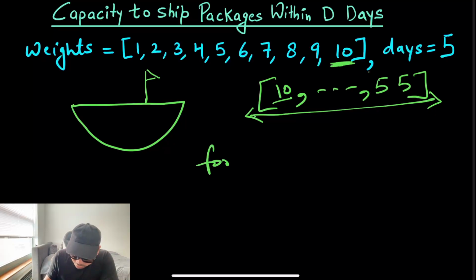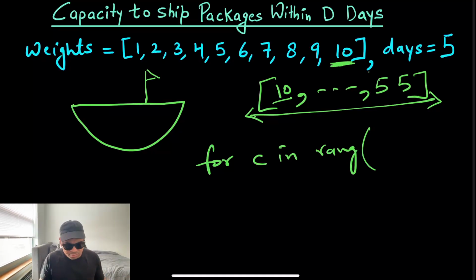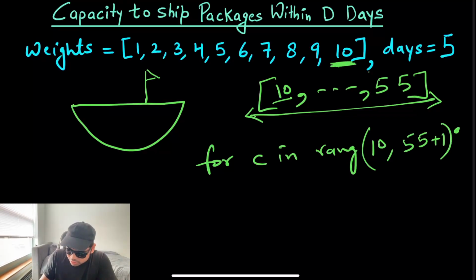So for C in range, basically range would be minimum 10, or I could even choose 1 as well here, but honestly that wouldn't even go for all of these. So I would rather have 10, so that at least for that range we are able to process all the packages to find out the number of days it will take us. So I'll have my range 10 to 55, and I'm gonna do 55 plus 1 so that it includes 55, because it doesn't in the for loop.